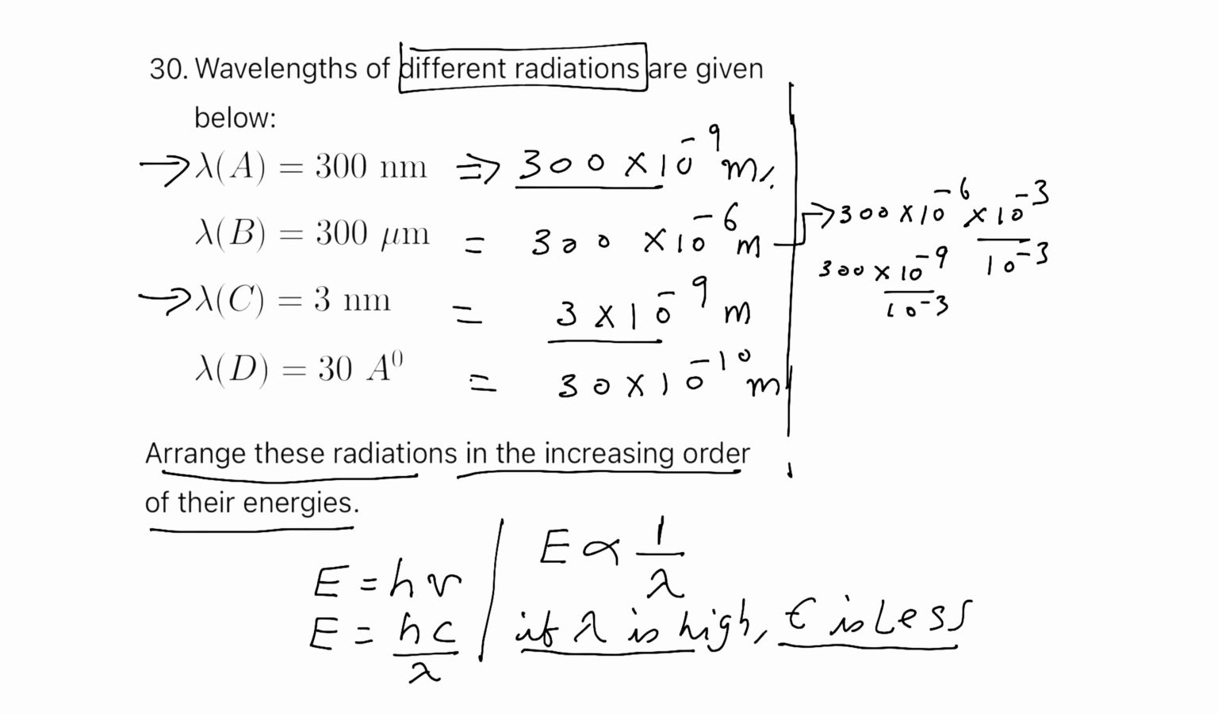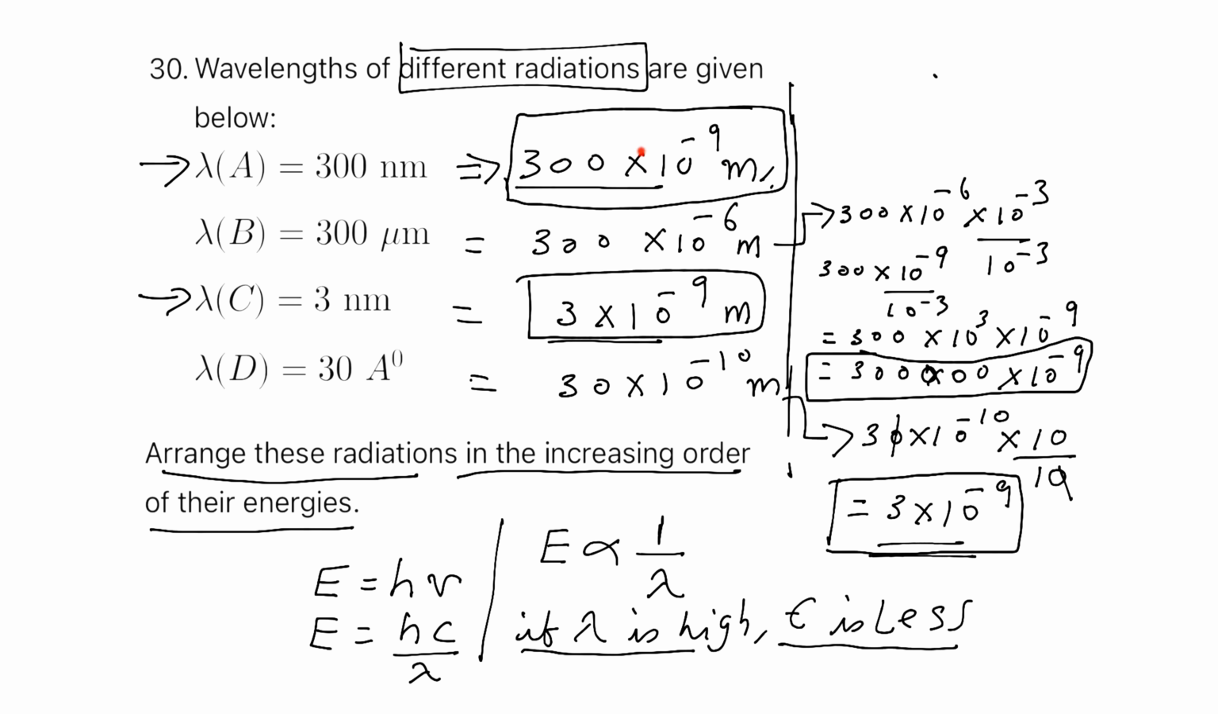Okay. Now this one, D. How to convert in terms of 10 raised to minus 9? It is 30 into 10 raised to minus 10. You have to make it 10 raised to minus 9, so multiply with 10 and divide with 10. Now what you will get? Zeros get cancelled, so it becomes 3 into 10 raised to minus 9. Clear? Hope all of you understand. So these are our values in terms of 10 raised to minus 9: for A, for C, for B this one, and for D this one.